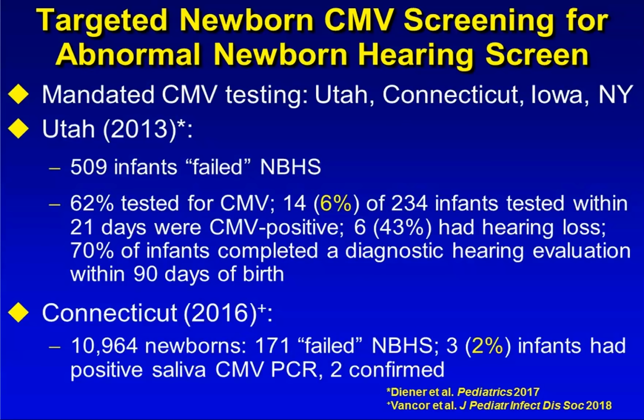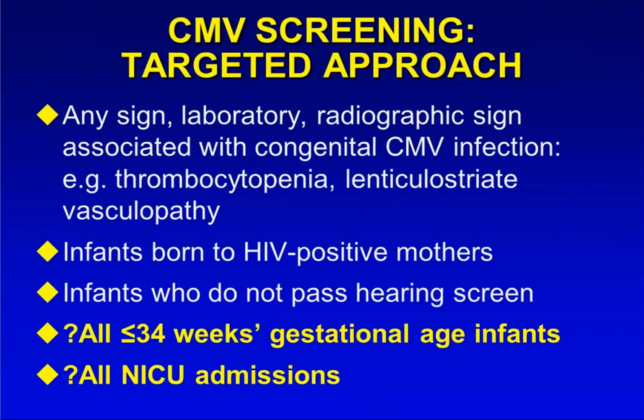Saliva is an excellent screen. That's an easy one to do. It can be done, but if it's positive, then do the urine. If you have the chance to get the urine, it eliminates the two-step diagnosis. Now, this has been called a more targeted approach. And I just want to mention that here in Columbus, we're actually testing all admissions to the neonatal ICU for CMV. We're doing saliva screening, and if positive, confirming it on the urine.